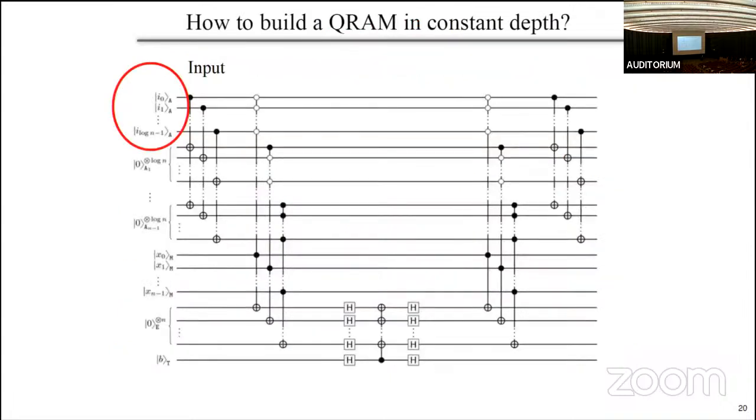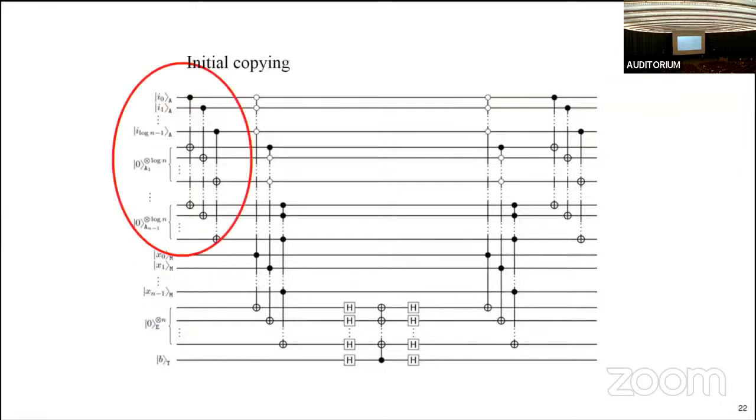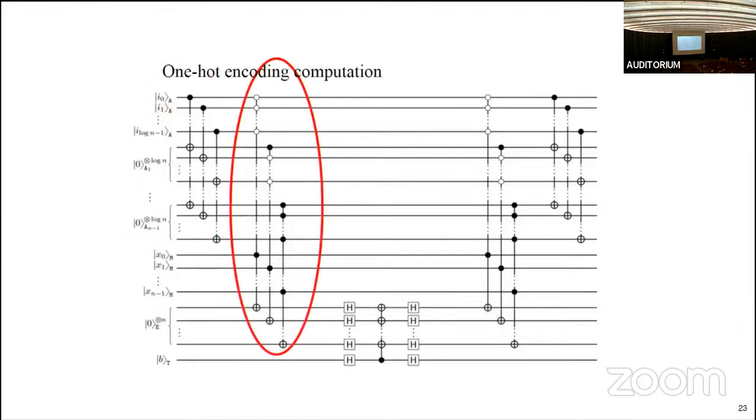Here I'm going to display the circuit that we have for QRAM. It's a very simple circuit. You have your address qubits and your memory qubits, and you start by doing what almost all circuits in the QAC0 class do: you first copy your data many times. You copy the address so that we can subsequently do things in parallel. After the copying, we do the one-hot computation. The one-hot computation can be done very simply by taking all the n combinations of your input and putting in another target.